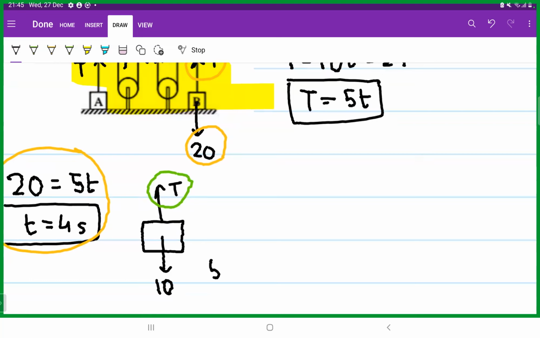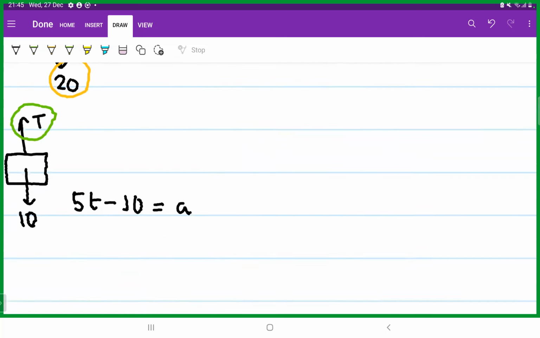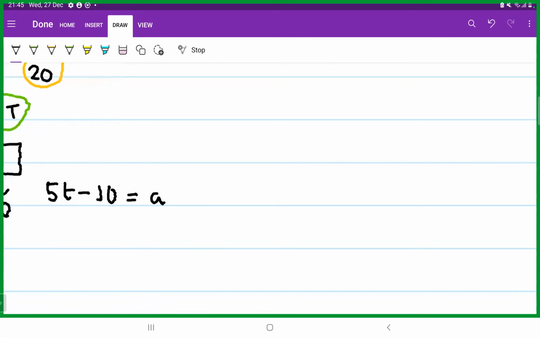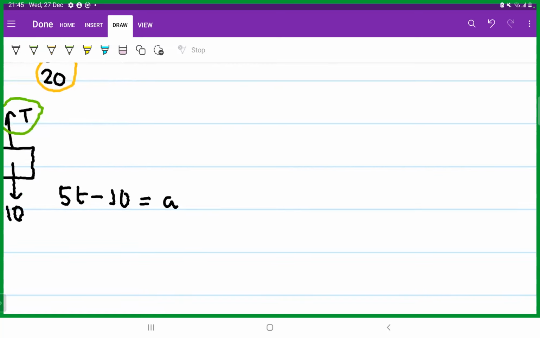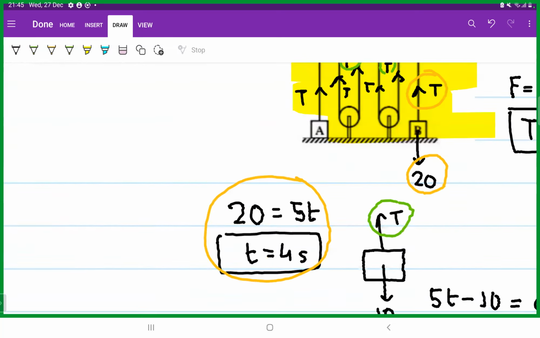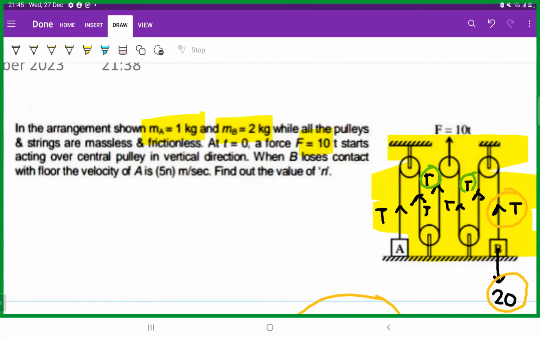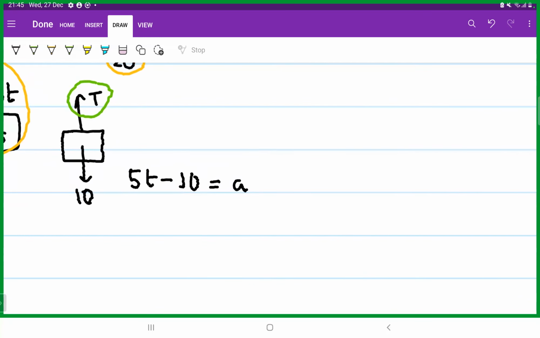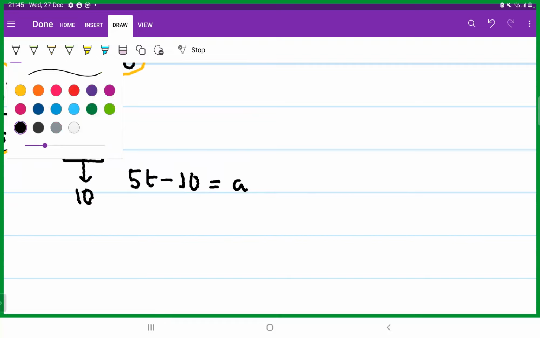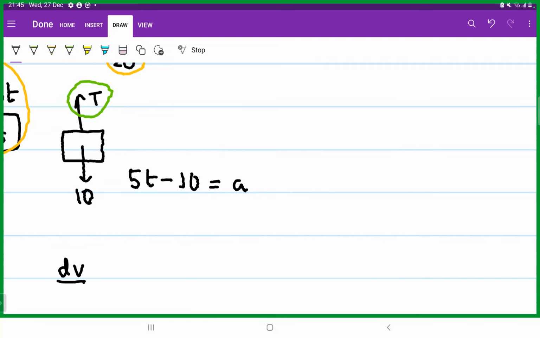This will be 5t minus 10 is equal to Ma, but the mass is 1, so it will be a. We can write a equal to dv/dt. Why will we write it that way? Because we have to find the velocity of A, so we have to write a in terms of v. So dv/dt is equal to 5t minus 10.